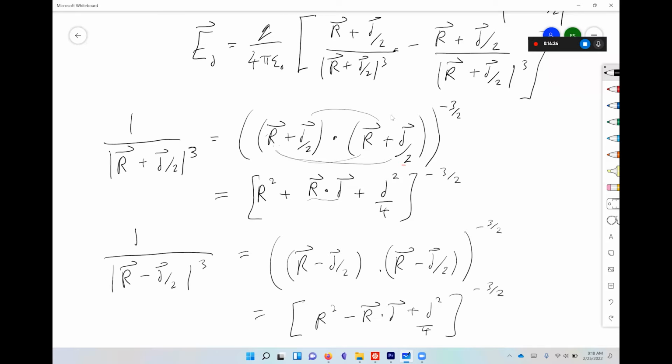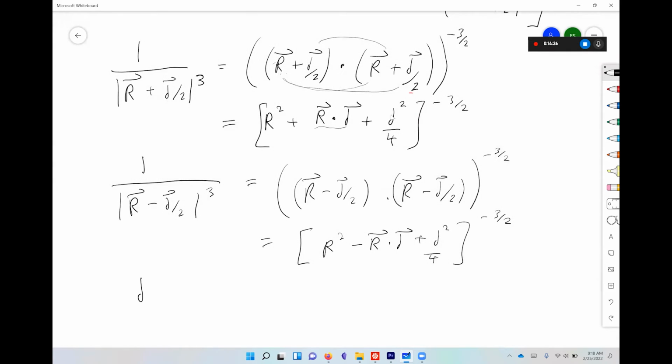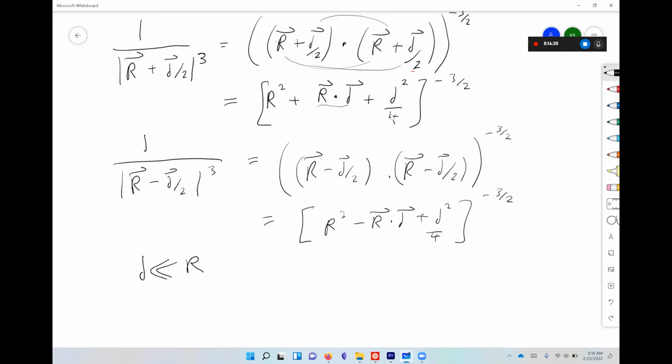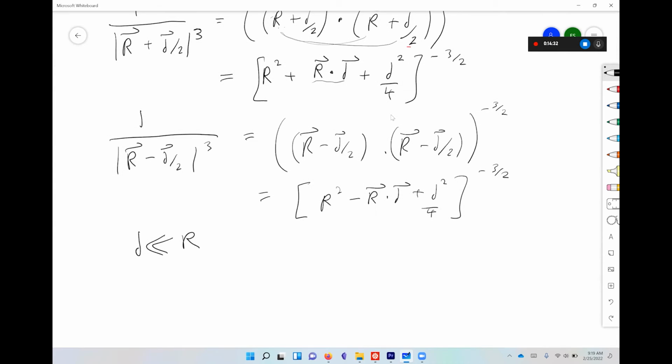-3 over 2. Now, because the magnitude of the vector D is much less than the magnitude of the vector R, I can cancel this actually. I can cancel this. Okay. I want to cancel this now, and I want to take R squared out.